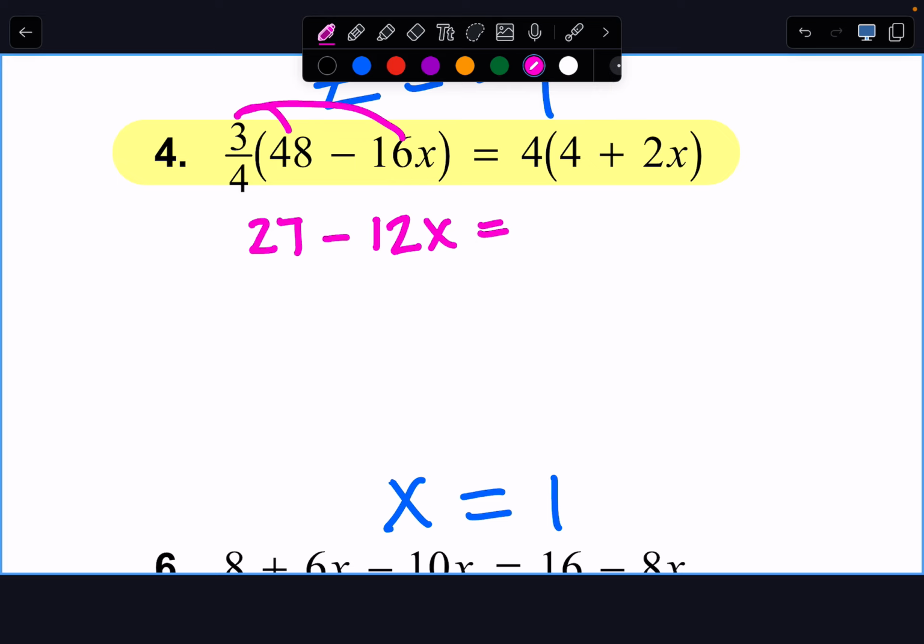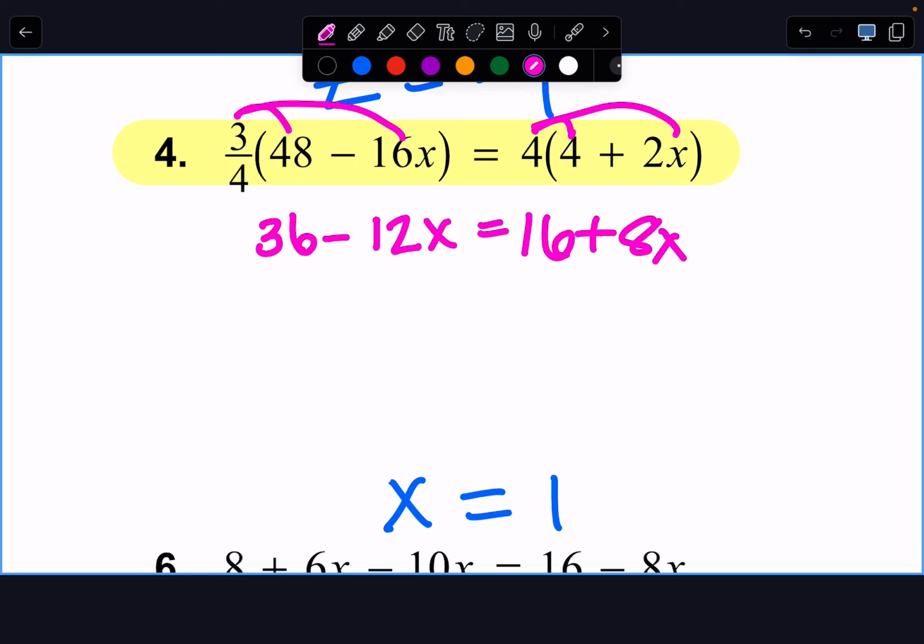It's not 27? It's 36. We took 3 divided by 4, and that got us 0.75, and then we multiplied that by 48. Or you can say 48 divided by 4 is 12 times 3 is 36. Okay? All right. Mistakes are totally fine. All right. 4 times 4. 4 times 2x, 8x. Okay.